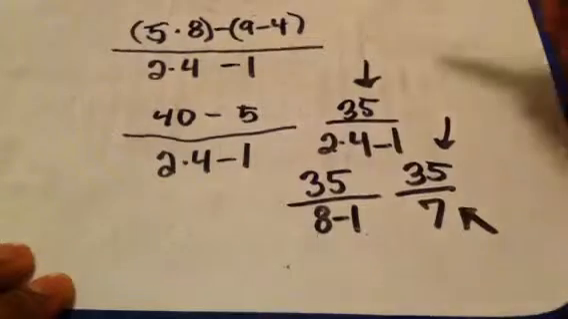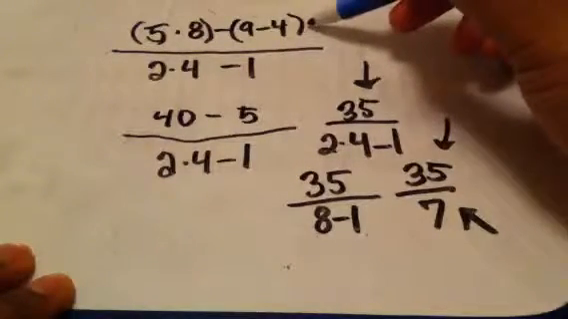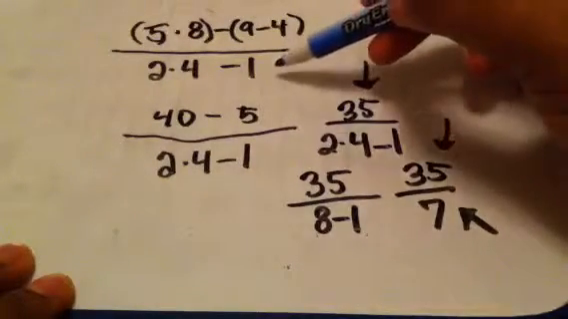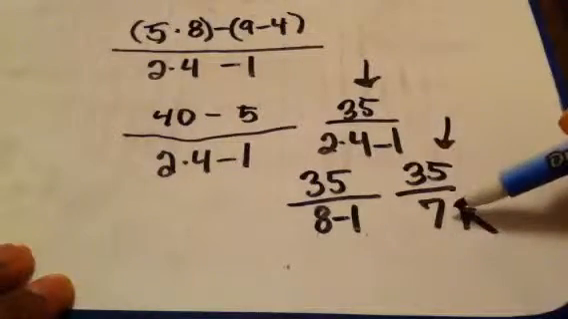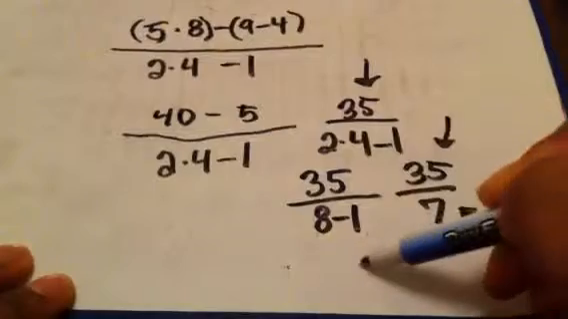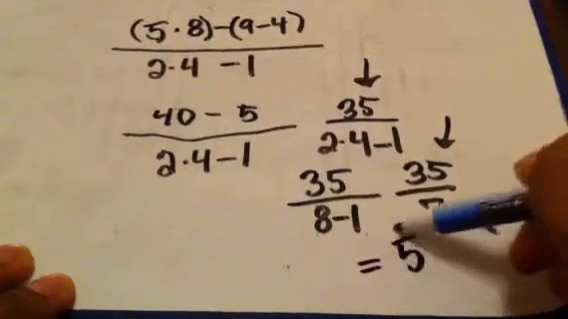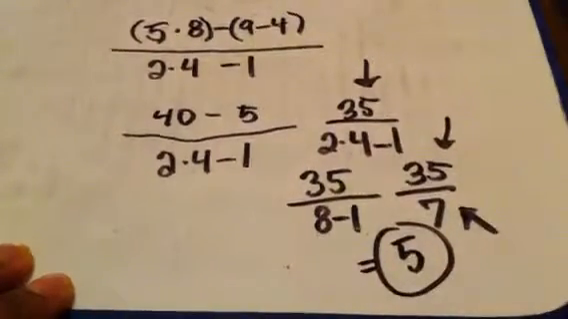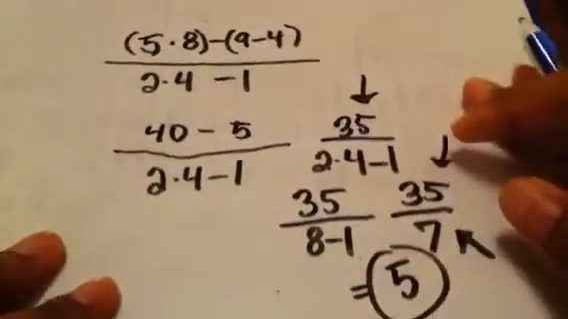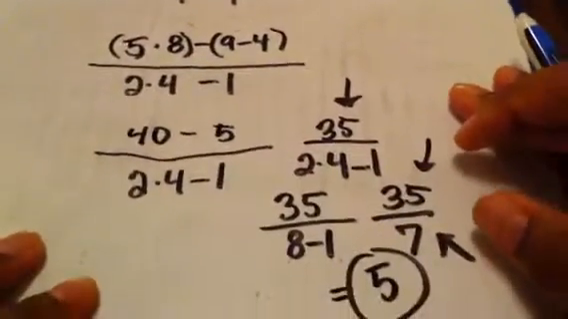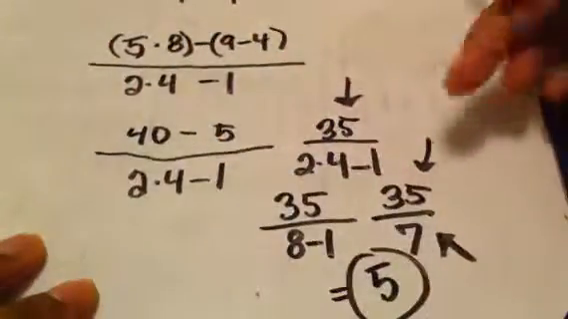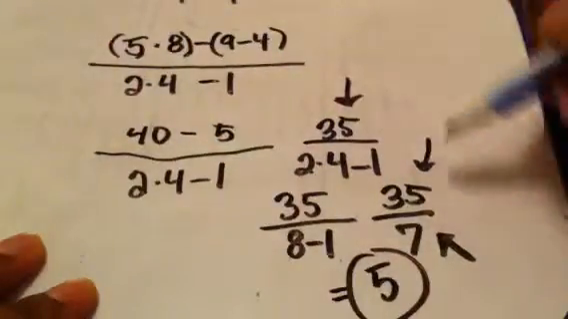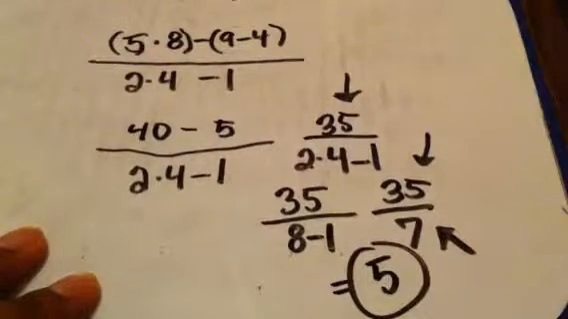So now that we've reduced this numerator to 35 and we've reduced this denominator to 7, we simply divide. How many times does 7 go into 35? And our final answer is 5. So isn't that beautiful? All of this stuff up here, this huge problem that we saw, it just equals 5. And that's the beauty of mathematics.